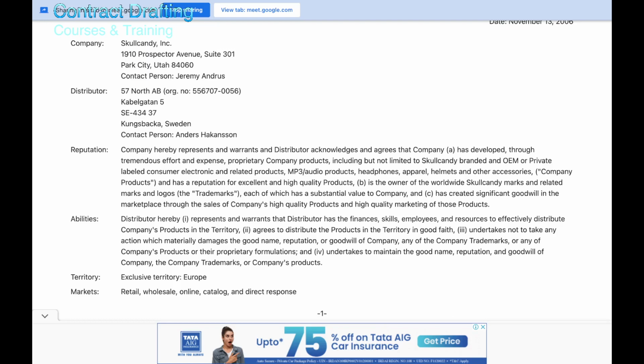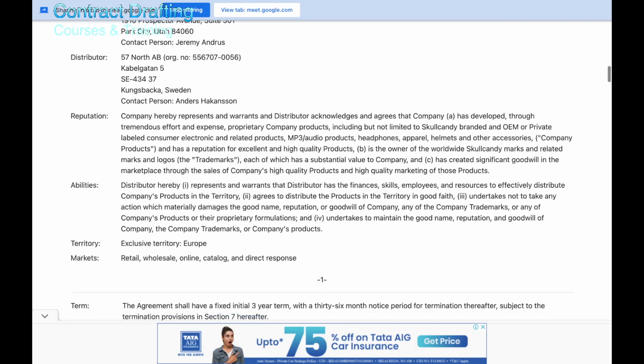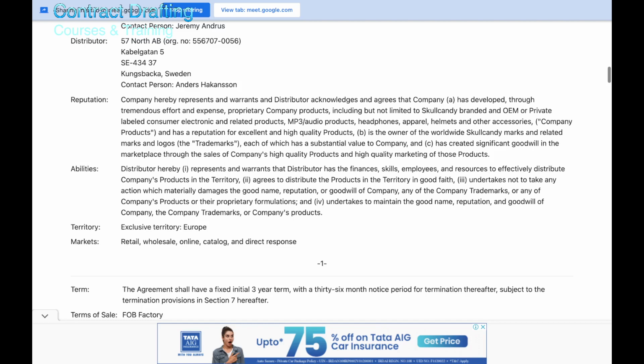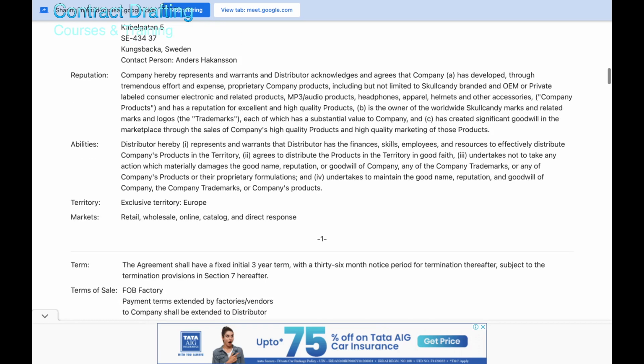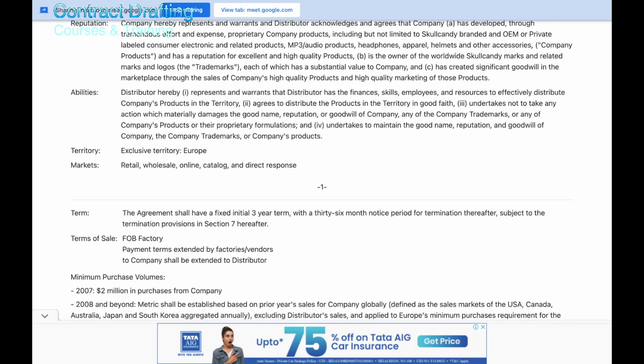Now distributor also represents that they have finances, employees, resources, etc. to distribute the product in certain territory, and they will do so in good faith, and they will not damage the name, reputation, goodwill of the company or the trademarks, and they will maintain the name and goodwill of these trademarks and products. The territory is Europe. The market is retail, wholesale, online, catalog, and direct response. The term is fixed for 3 years with a 36-month notice period, and there is a termination provision.